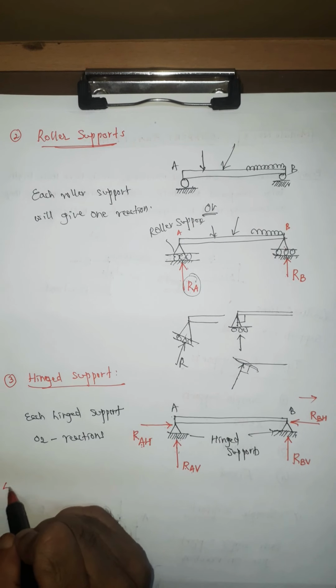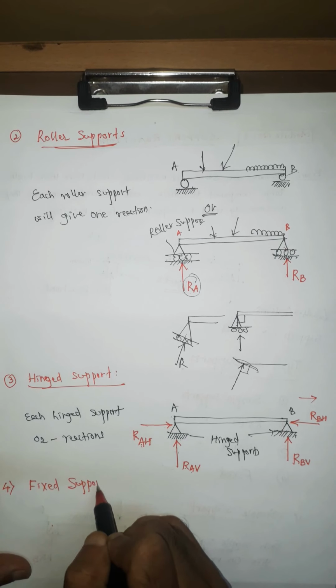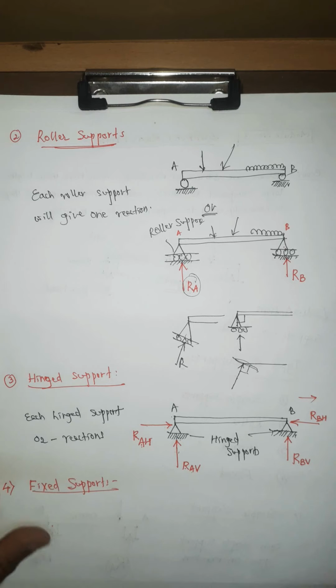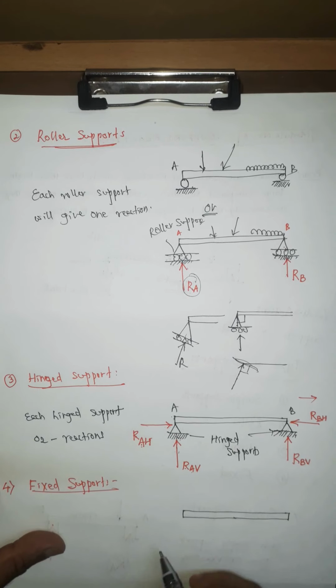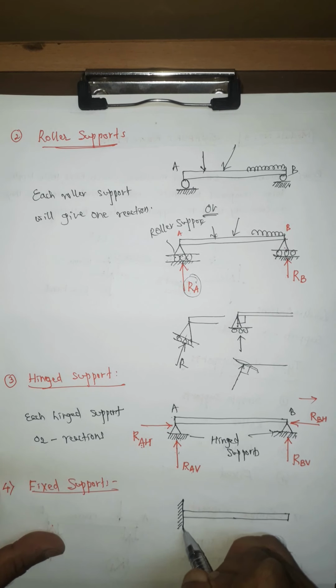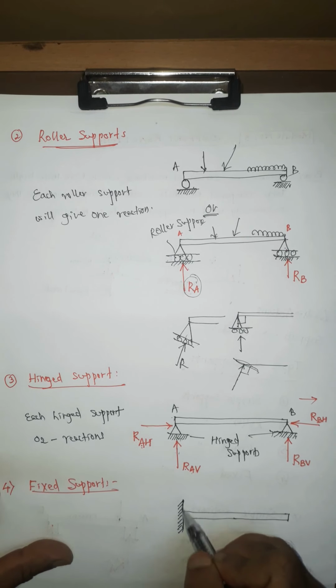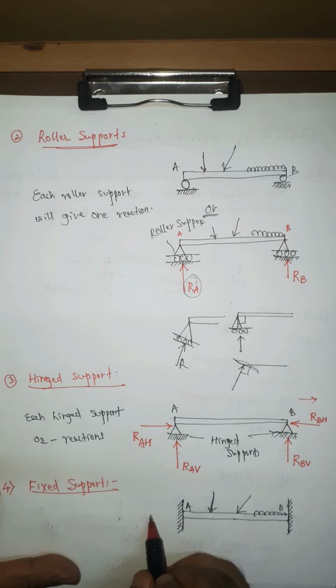Then the fourth one is the fixed support. Fixed support, as the name indicates, means the beam will be rigidly fixed. There is no movement of the beam in any direction. So the indication of a fixed support is like this. The beam will be rigidly fixed into the support. Here also, again this is the beam AB subjected to load. Now remember, for each fixed support there will be three components.